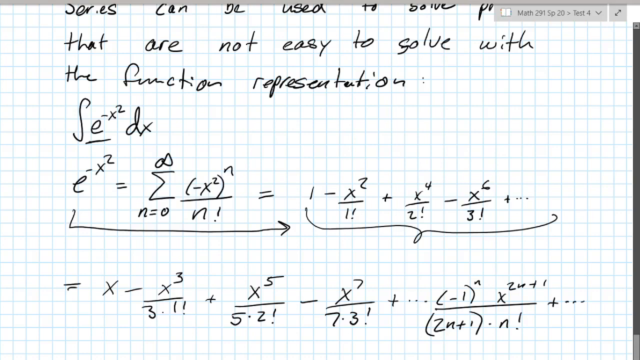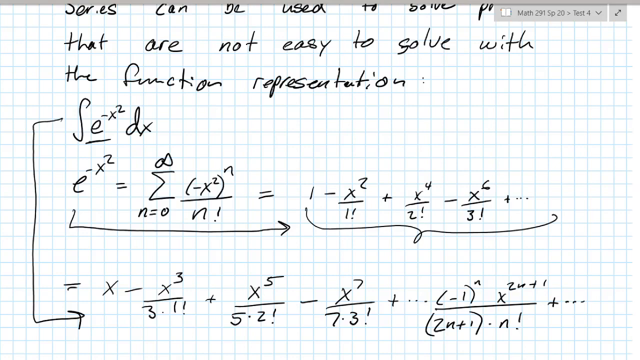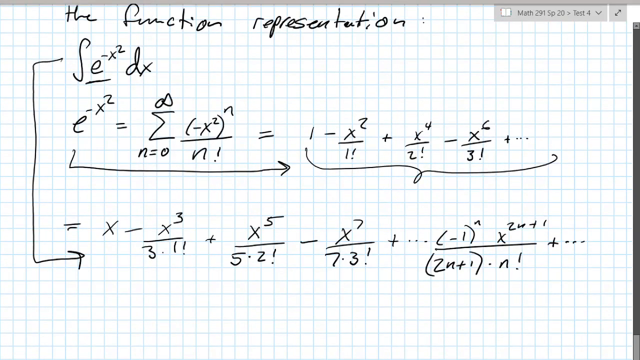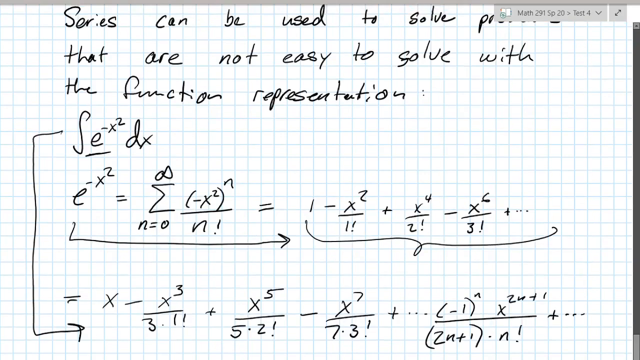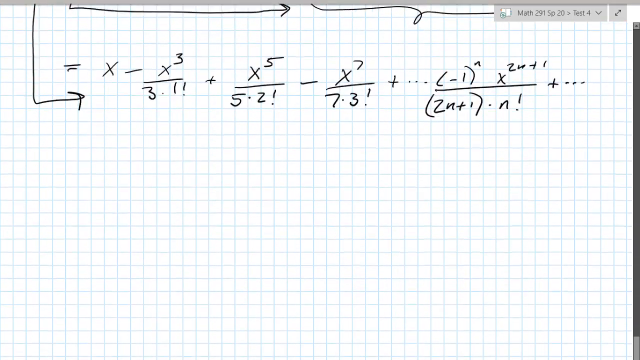Then that would be the integral. This is the integral here. And if we wanted to evaluate the integral, that's something we could do using the fundamental theorem, using some kind of estimating, because at some point you're going to have to drop some terms. But the point is, series can be used to solve some harder problems.